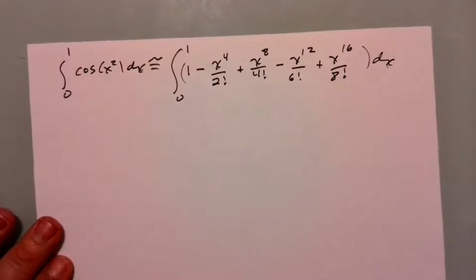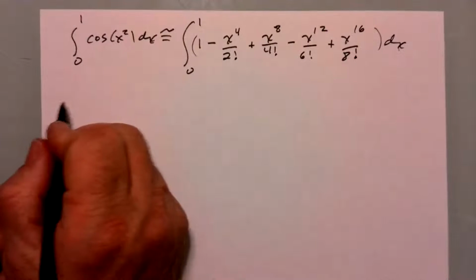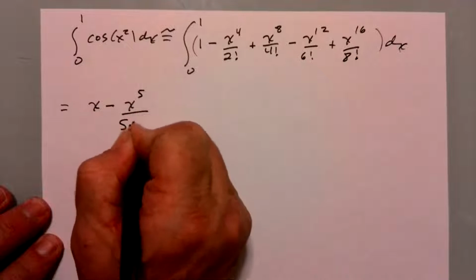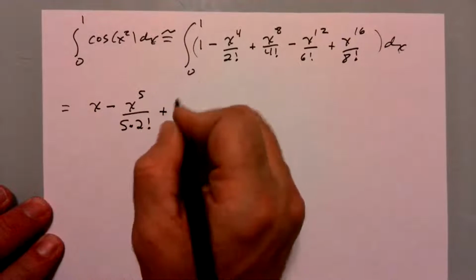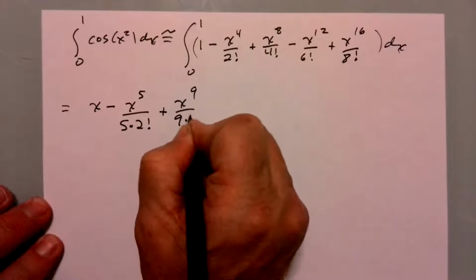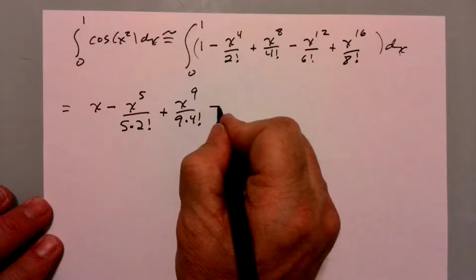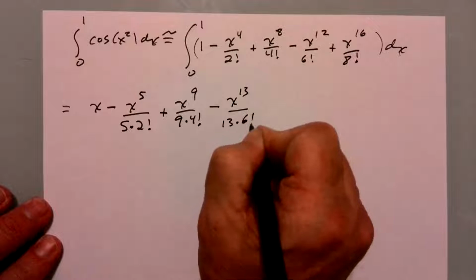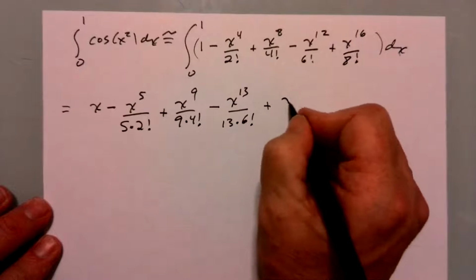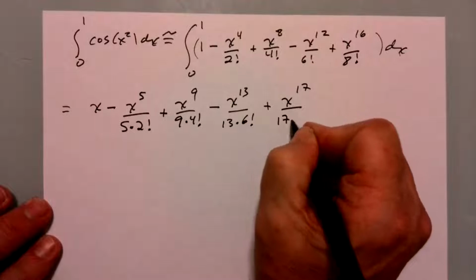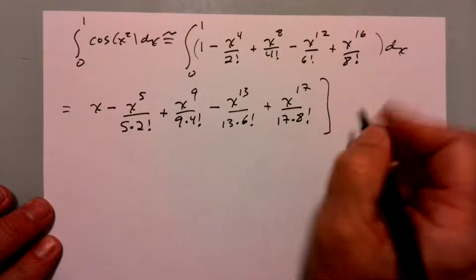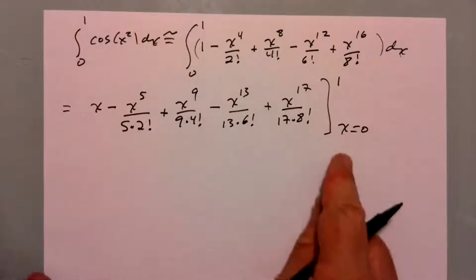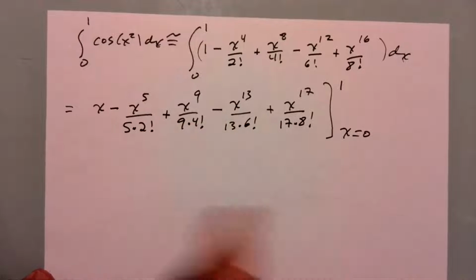So let me go ahead and do that. So what is that equal to? x minus x to the 5 over 5 times 2 factorial plus x to the 9th over 9 times 4 factorial minus x to the 13th over 13 times 6 factorial plus x to the 17th over 17 times 8 factorial, evaluated as x goes from 0 to 1. What's nice about that is when x is 0, everything disappears.